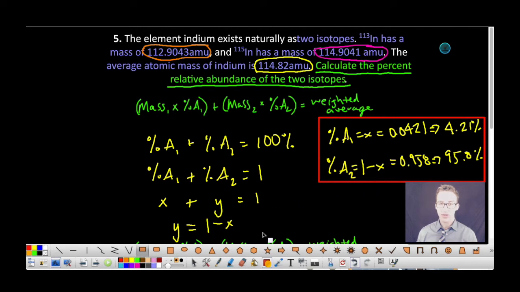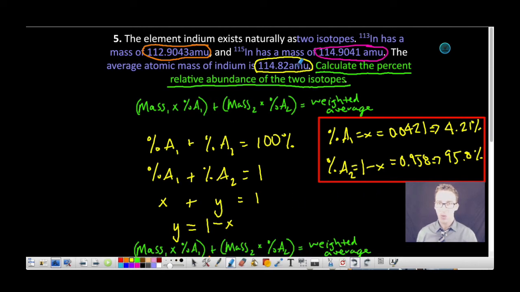And as we think about whether or not that makes sense, the weighted average mass is 114.82, which is really close to the mass of that second isotope, indium-115. So it makes sense that that's the more abundant of the two isotopes.